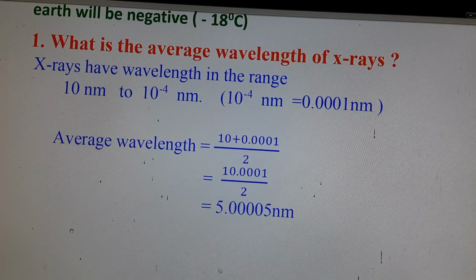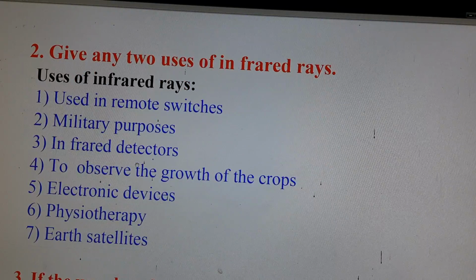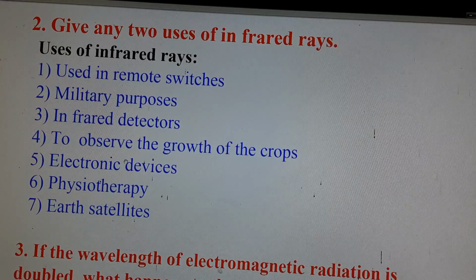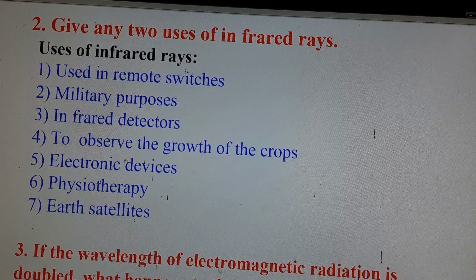We can observe the range of wavelength of X-rays, 10 nanometer to 10 power minus 4 nanometer, or 10 nanometer to 0.0001 nanometer. And second one, give any two uses of infrared rays. Infrared uses: remote switches, means remote controls, military purpose, infrared detector to observe the growth of the crops, electronic devices, physiotherapy, earth satellites. We can write any two of the above 7 uses.